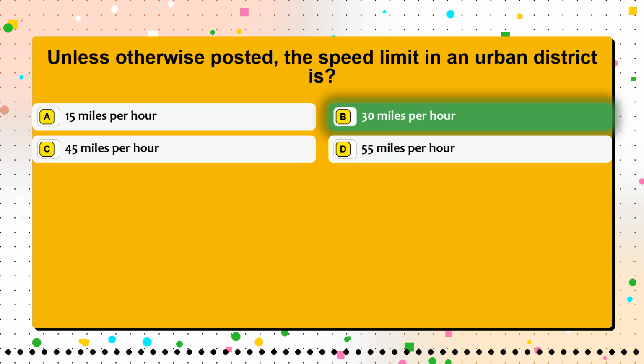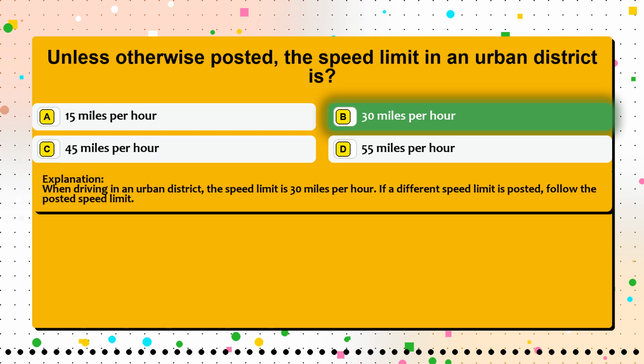The correct answer is option B. 30 miles per hour. When driving in an urban district, the speed limit is 30 miles per hour. If a different speed limit is posted, follow the posted speed limit.